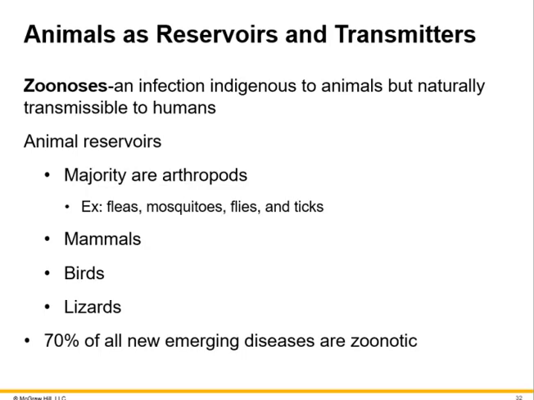We use animals for agriculture. We use them as companions. And of course, we come across them in our natural environments. So we can see here many of the animal reservoirs where we can acquire a zoonosis. Most of them are going to come from arthropods. This includes your mosquitoes and your ticks. So getting a mosquito bite or a tick bite can help to spread the pathogen to you.